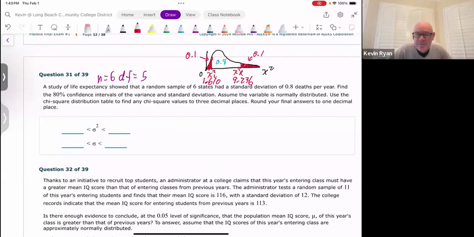We okay with the chi-square table? It's not too bad. And Shanny, you've been consistent all semester. Thank you once again for having your camera on. It's always great to see your smiling face.